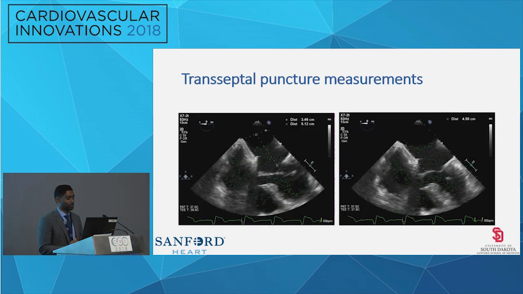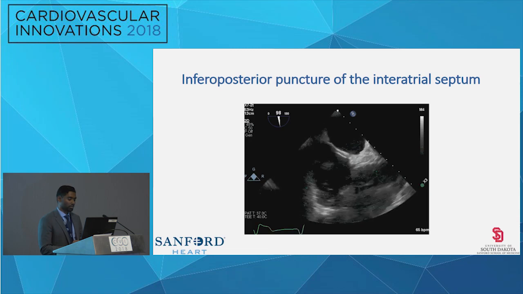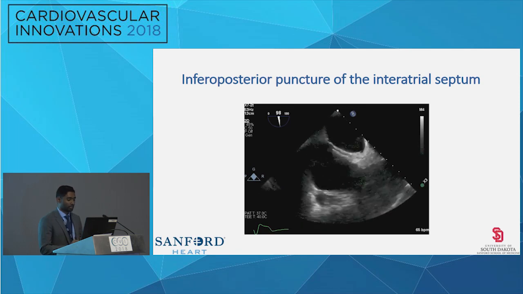The transseptal puncture measurement from the tenting area to the mitral annular area showed 4 to 5 centimeters, which is acceptable, in the 4-chamber 0 degrees view. And this is the bicaval view, showing the puncture is in the inferior. It's very fast moving. I don't have the short axis to show the posterior puncture for the septum.